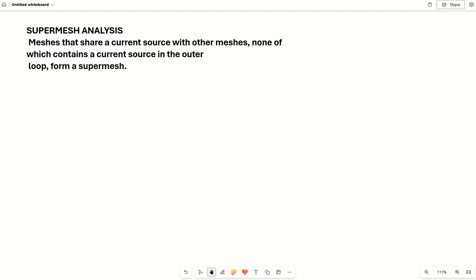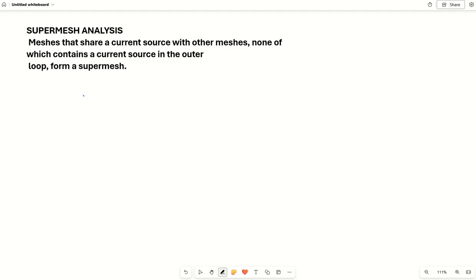Hello everyone. So today we are going to learn about supermesh analysis. So what is a supermesh? The meshes that share a current source with other meshes and none of which contain a current source in the outer loop form a supermesh.